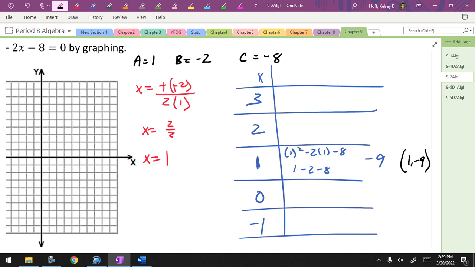Plug in 3. What'd you get? -5. Yes. And plug in 2, you got -8. Plugged in 0, you got -8. And you plugged in -1, and you got good or bad? Good, because they should match, right? Okay, plot those points.